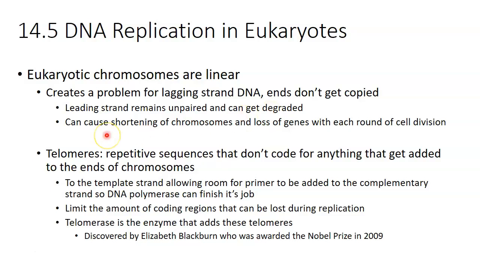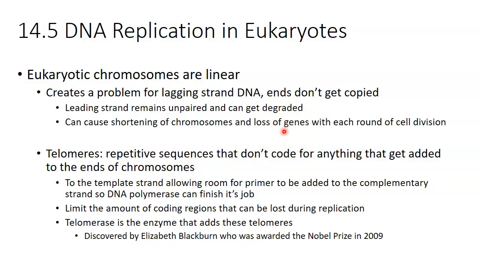And it's been hypothesized that with each round of cell division, with each round of mitosis, the ends of our chromosomes get shorter and shorter. And if there's genetic information at the end of those chromosomes, we could lose it. And so at the ends of our chromosomes, there are these structures called telomeres. Telomeres are repetitive sequences at the ends of our chromosomes that we don't think code for anything. They're highly repetitive. They get added to the ends of chromosomes. We think that that's so that we don't lose genetic information.